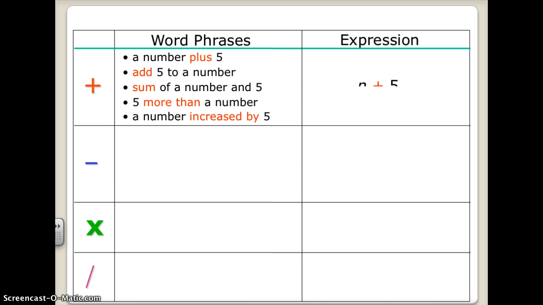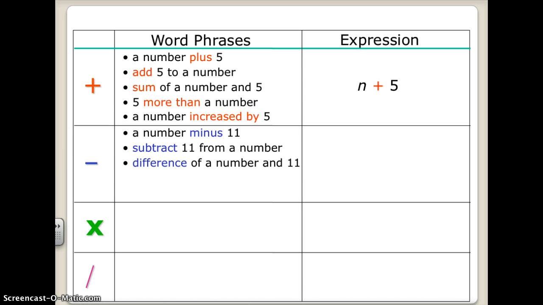The matching expression to the word phrase is on the right. And you can see that expression, n, with the plus sign and 5, is the same for all of those word phrases. Let's think about subtraction. We could say a number minus 11, subtract 11 from a number, difference of a number and 11, 11 less than a number, and a number decreased by 11. Let's fill in the blue words in the subtraction keywords box.